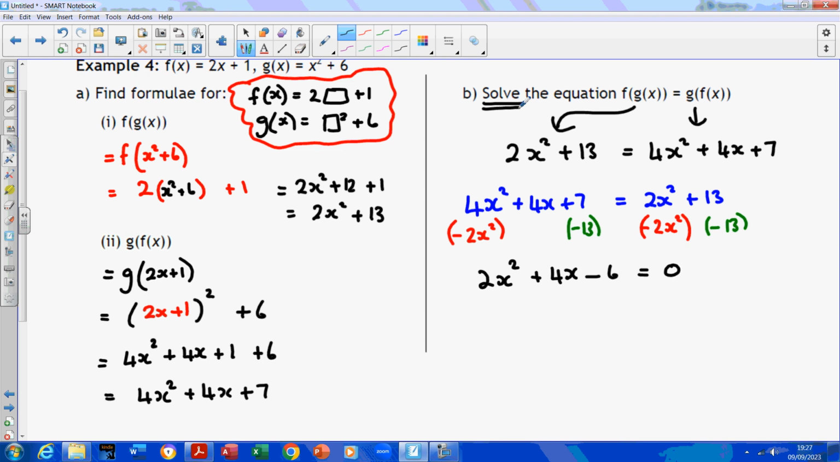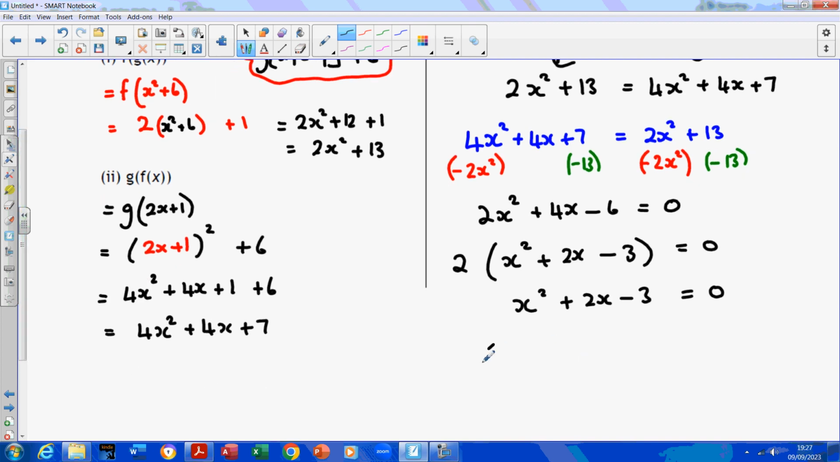When we're solving this quadratic equation, we've got a 2, we've got a 4, and we've got a 6. So we're going to take out a common factor of 2, which is x squared plus 2x minus 3, and that's still equal to 0. I can now just divide both sides by 2, and it leaves me with a much simpler quadratic equation to factorise.